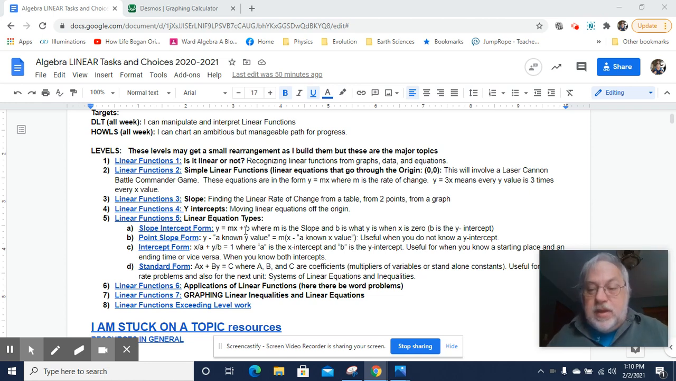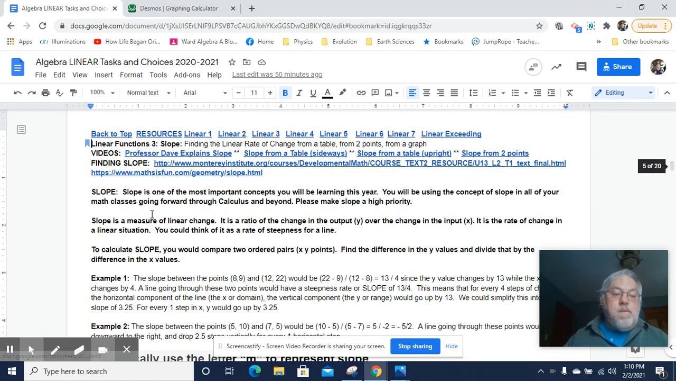So I am responding to a few folks who said they were stuck on particular topics, and this one will focus on slope. Now, the first place you want to go when you're trying to get information on how to do something, if you haven't already done so, you want to go to this main document, Algebra Linear Tasks and Choices, and you want to find the topic. We're going to start with slope here, which you just click on and it'll bring you down to where you need to be. And there's a whole lot of information and examples on slope.